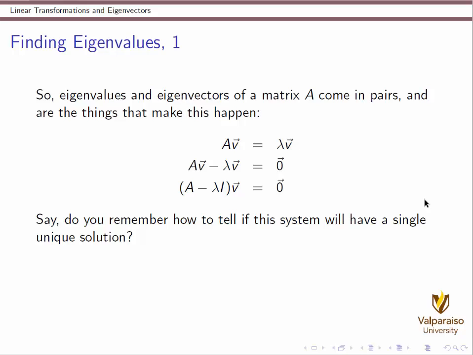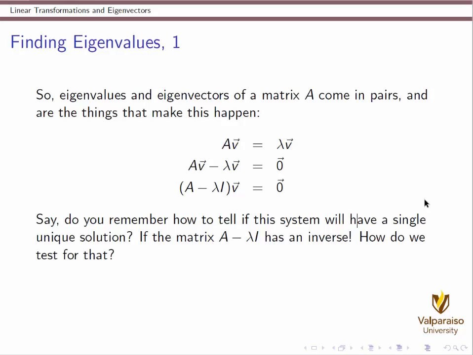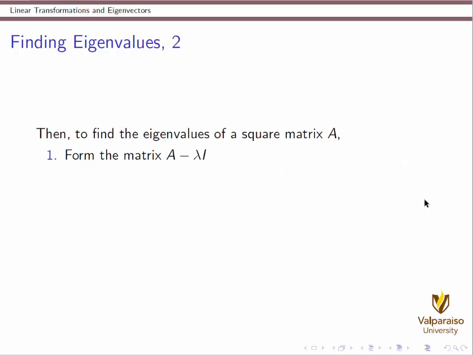How can we tell if that system of equations is going to work, i.e. is going to have a solution? Well, if the coefficient matrix has an inverse. How do we test if a matrix has an inverse? You test its determinant. So here's how it's going to go. We're going to take a matrix A and we want its eigenvalues. We're going to build A minus lambda I.